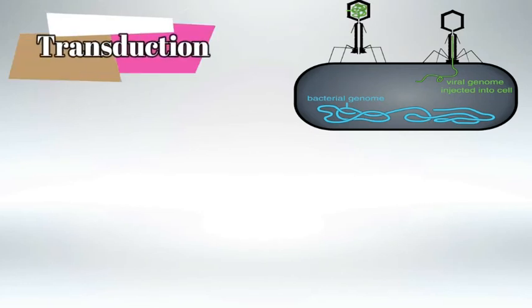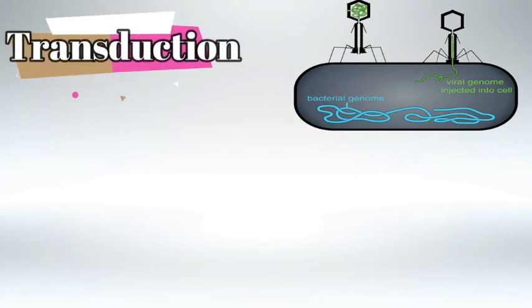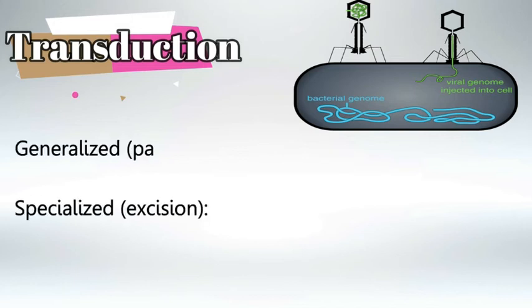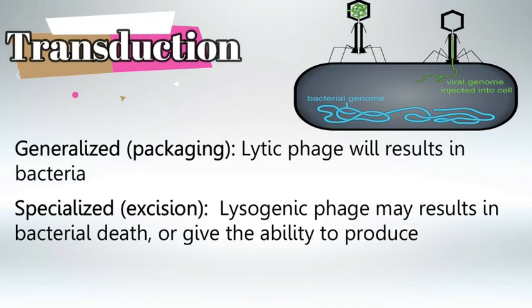And finally, transduction refers to the process where a bacteriophage, which is a bacterial virus carrying its own DNA, will inject this DNA into the bacteria. This viral DNA will be integrated into the bacterial DNA and will start replicating the virus. If this results in bacterial death, we call this a lytic phage. And if it didn't, we call this a lysogenic phage.